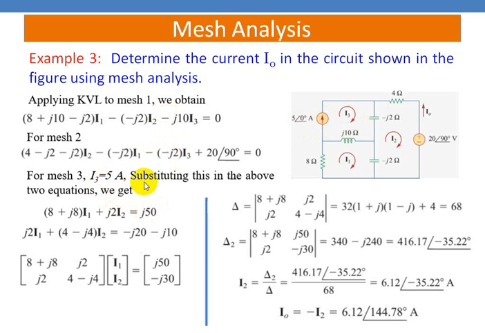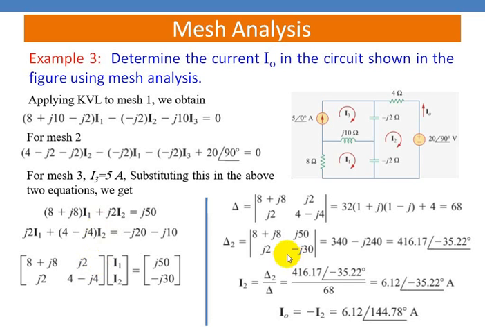Now the two equations become like this. The first one becomes (8 + j8) into I1 plus j2 I2 equal to j50. The second one is j2 I1 plus (4 minus j4) into I2 equal to minus j20 minus j10. So put it in the matrix form.